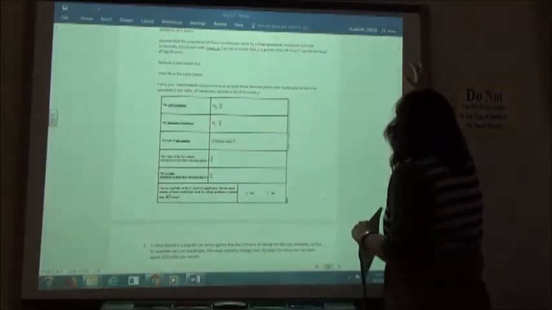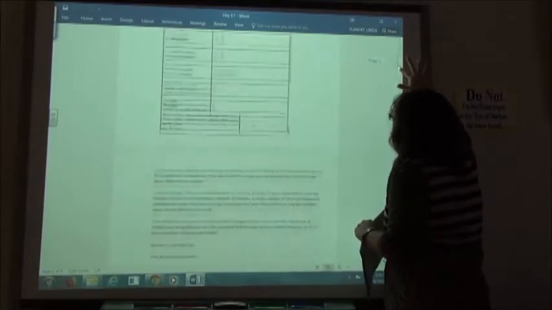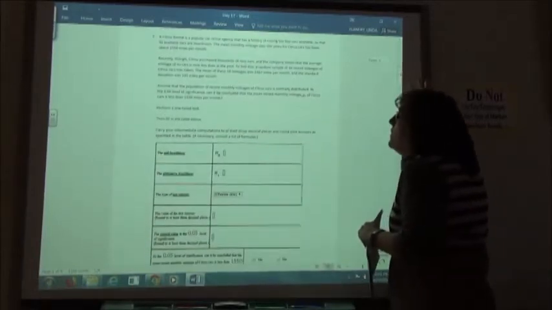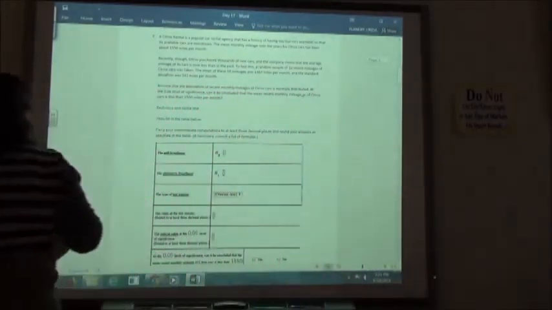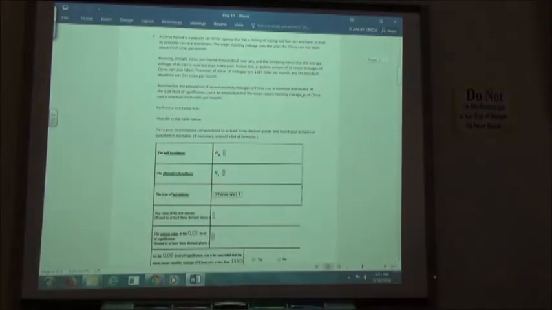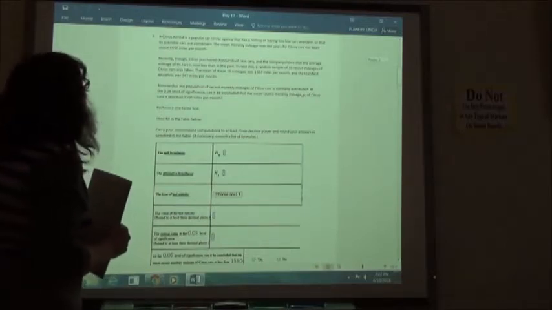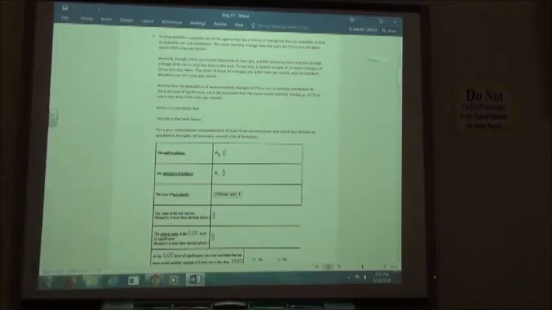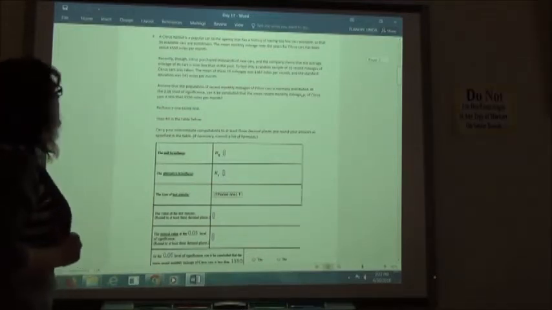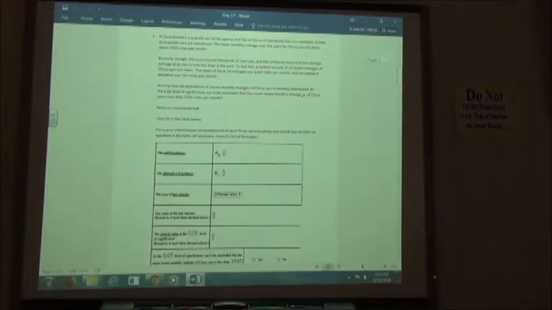All righty. So number 2 there. Citrus Rental is a popular car rental agency that has a history of having too few cars available, so that its available cars are overdriven. The mean monthly mileage over the years for the Citrus cars has been about 1,550 miles. Recently, though, Citrus purchased thousands of new cars, and the company claims the average mileage of its cars is now less than in the past.